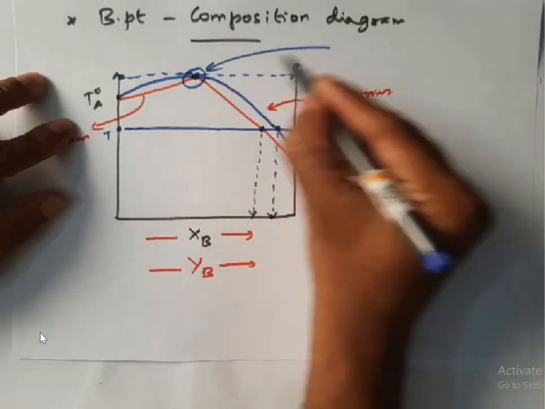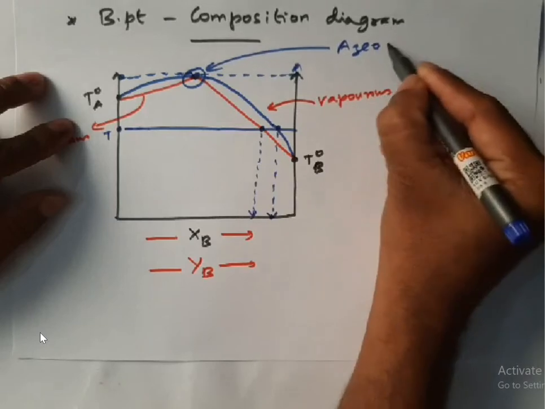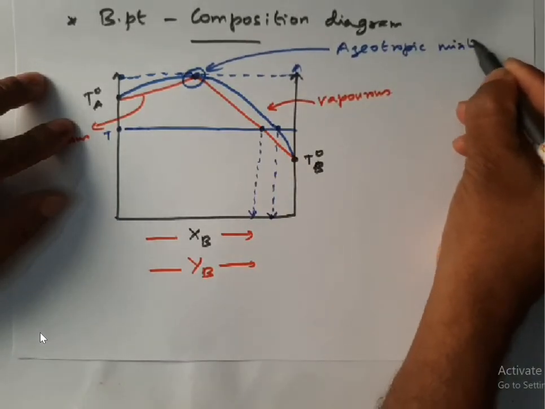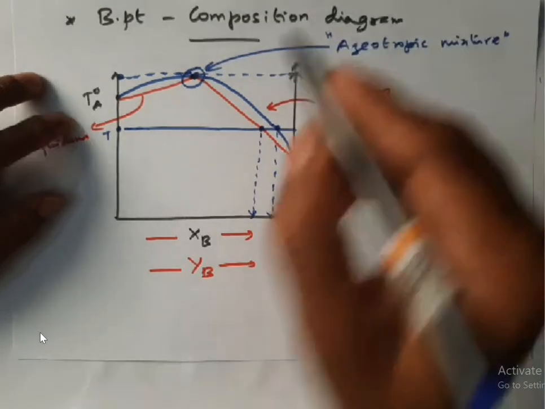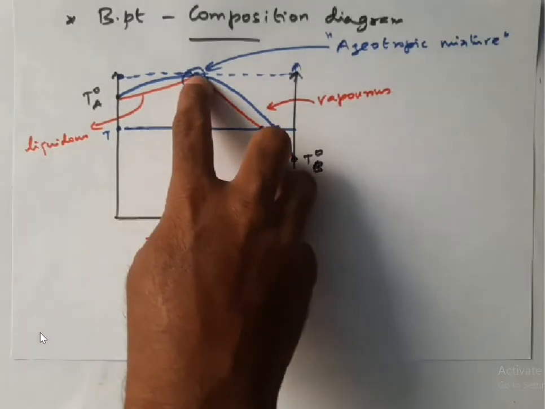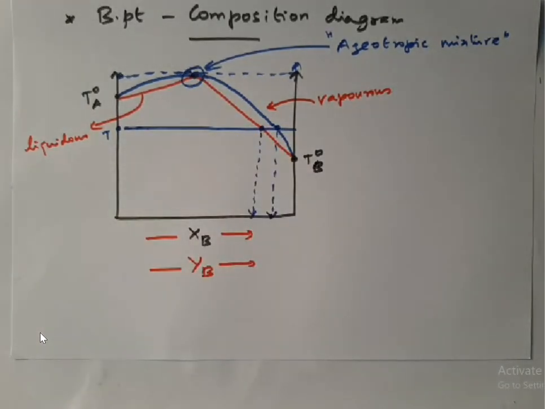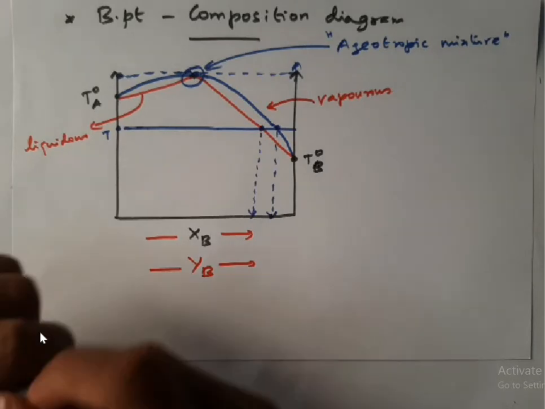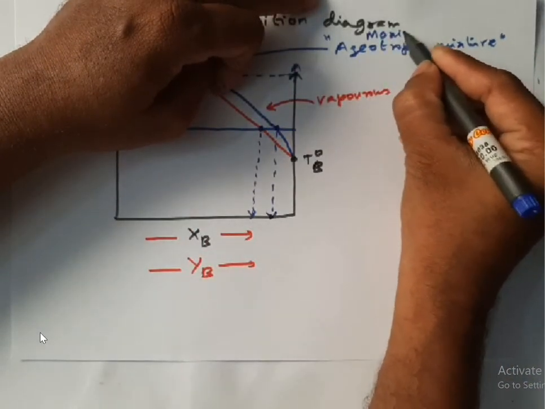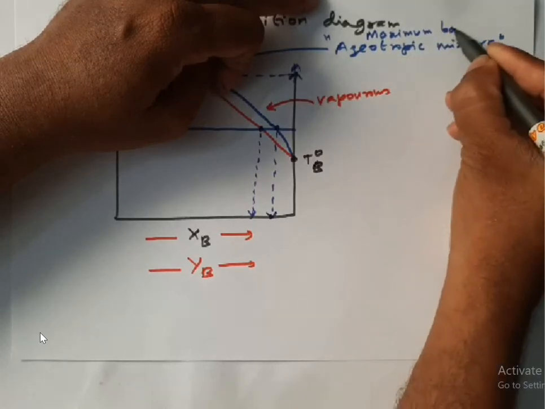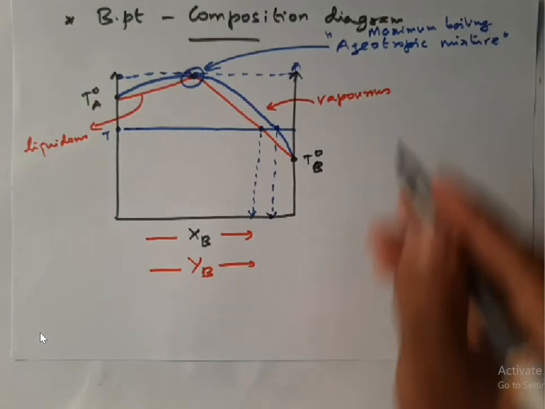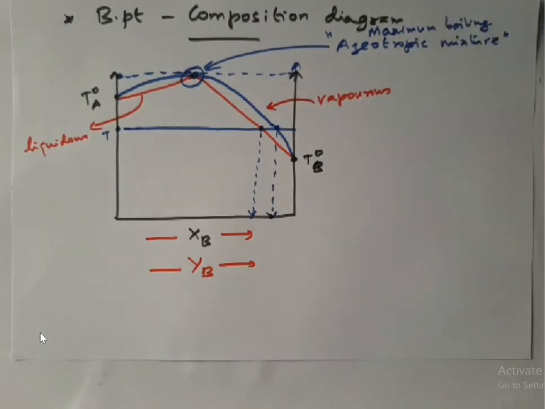This mixture is called an azeotropic mixture. But is it a minimum boiling point mixture or maximum, students? Is the boiling point minimum or high? High. So it is a maximum boiling point mixture. So let me write here, maximum boiling azeotropic mixture. This is a maximum boiling azeotropic mixture.